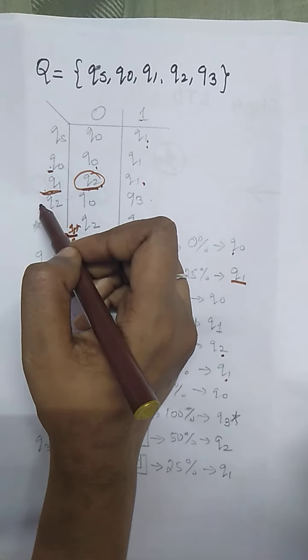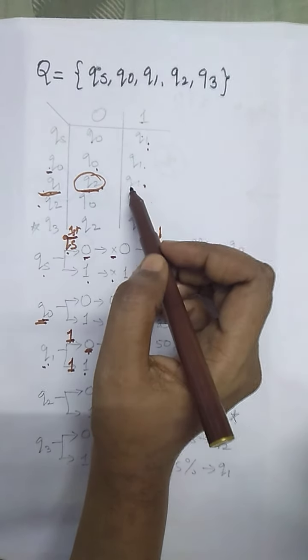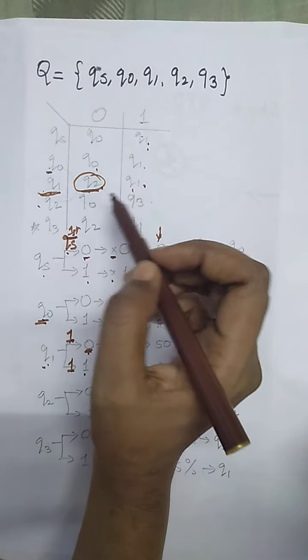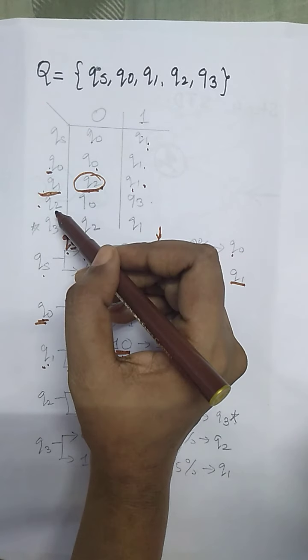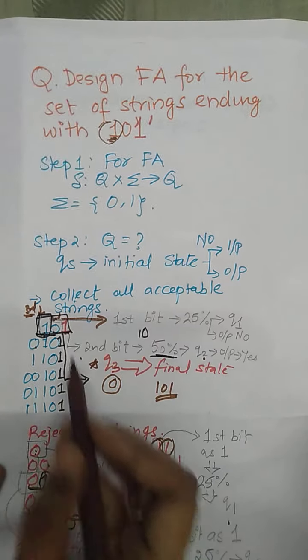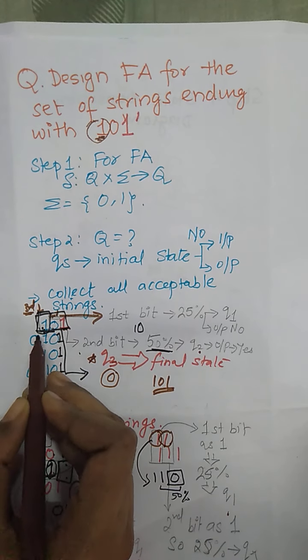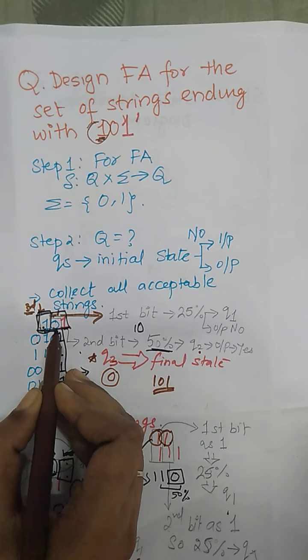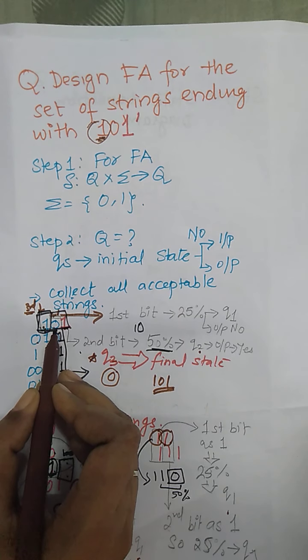Now this state we have to consider. Out of this table, we had considered Q0 and Q1. Now the new state is Q2. That's why we have to consider the Q2 state. Now what is the Q2 state? Q2 is the state in which the first bit, the third last bit, is 1 and the second last bit is 0. That is the Q2 state.